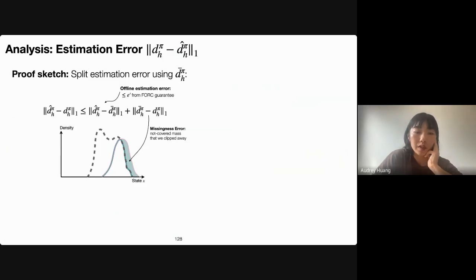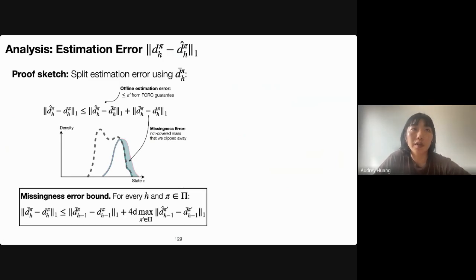The second term is what I'll refer to as the missingness error, and it's the not covered mass that we've clipped away, shown in this filled in green portion here. And so the key result in this proof is to show that the missingness error at level h can also be recursively decomposed as the missingness error at the previous level, plus this term shown in pink, which is the maximum offline estimation error at the previous level, taken over all policies, times the rank d. So since we've already controlled this maximum offline estimation error as epsilon prime, the missingness error will pretty much accumulate linearly, or I guess 4d times epsilon prime.